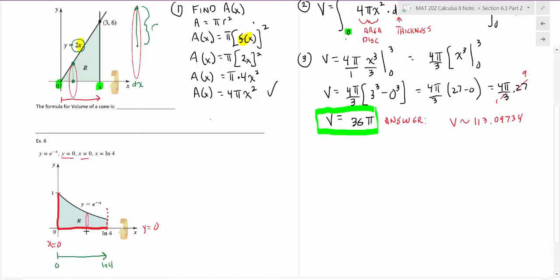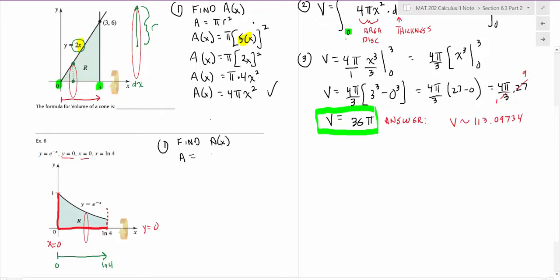So if I took a disk, kind of like that, that's what we're working with, is that disk. So step 1 is we're going to look at working with finding that area function. That's how you want to start because you want to figure out what you're integrating.